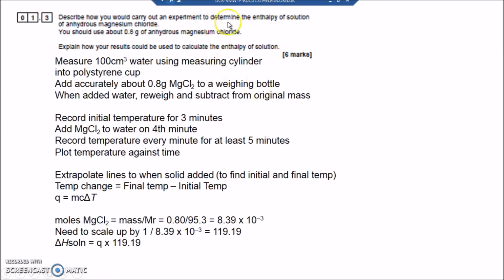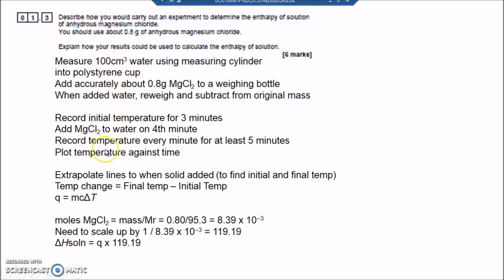Describe how you would carry out an experiment to determine the enthalpy of solution of anhydrous magnesium chloride. You should use about 0.8 grams of anhydrous magnesium chloride. Explain how you could use your results to calculate the enthalpy of solution. So first of all, you've got to measure out an amount of water. Let's say it's 100 centimetres cubed of water.